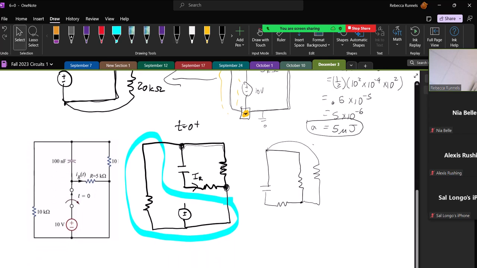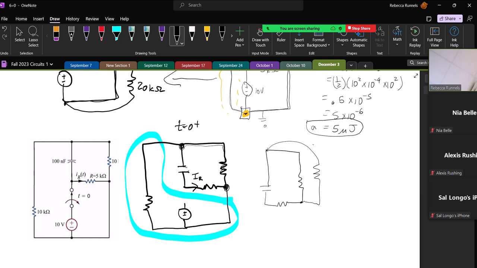So now I'm looking at t equals 0 plus. At 0 plus, the capacitor is no longer an open circuit, but our switch has opened. So now I have an open circuit down here at the bottom. My voltage source right here is now not connected to anything, so it's not going to play any role.